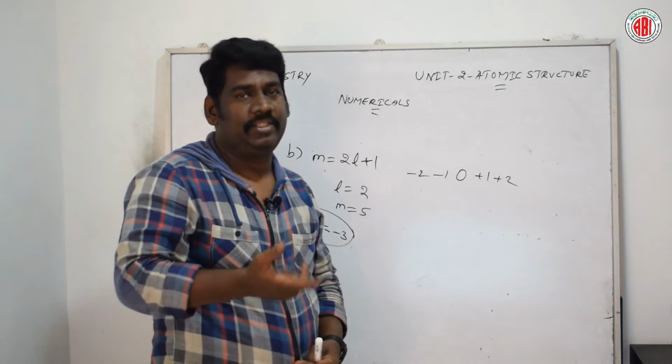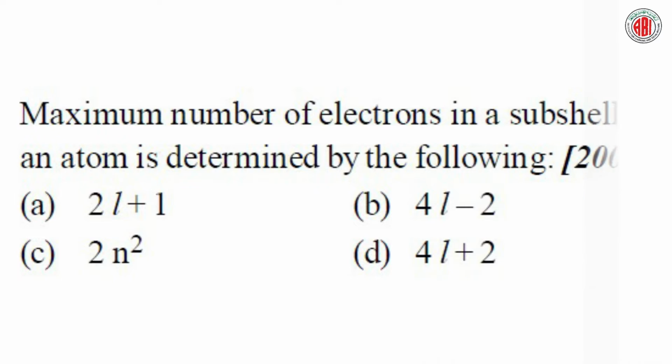Now let us go for the next question. Look at this question, guys. The maximum number of electrons in a subshell of an atom is determined by the following. Here are four different formulae given. Let us see the right answer.